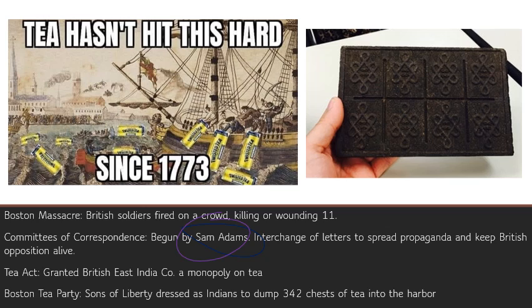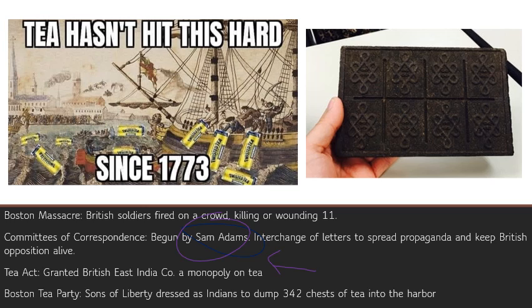And so Sam starts the Committees of Correspondence as an interchange of letters to spread propaganda and keep British opposition alive. Basically, he's like, remember that we're mad, you guys. And so a couple years later, the British are going to pass the Tea Act. Now, the Tea Act is the thing that is generally seen as like the catalyst for the American Revolution.